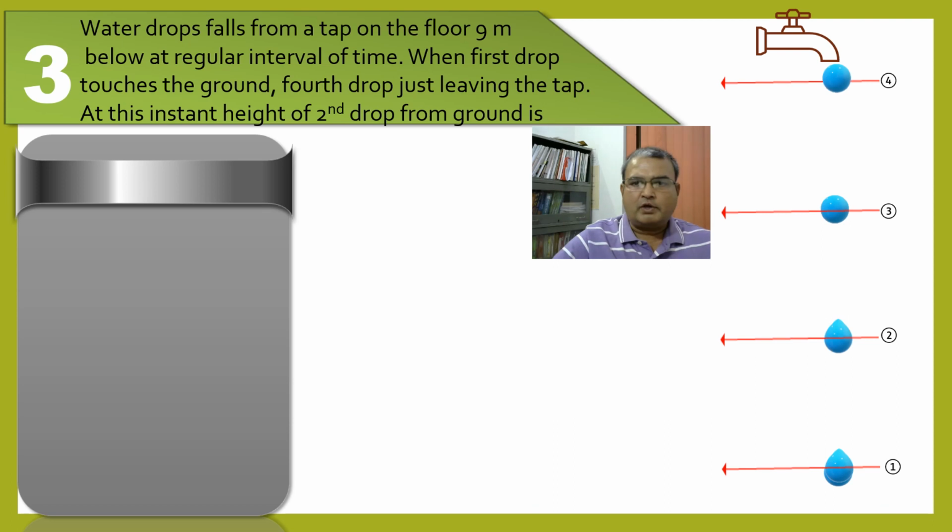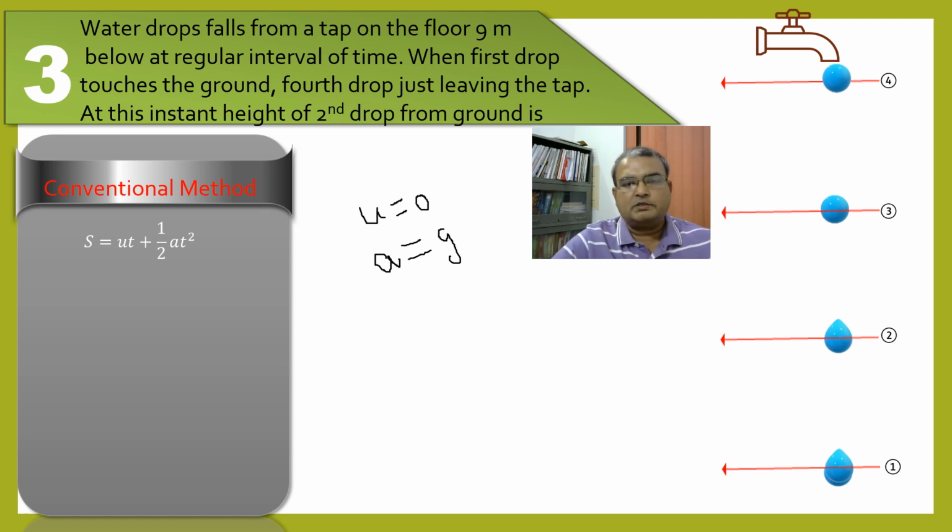First of all, we are going to solve the same problem in the conventional way, in which we are using the equation of kinematics. S equals ut plus half a t square. U is nothing but the initial velocity, and during the free fall, U we will take as 0. And what about the acceleration? A is equal to g.